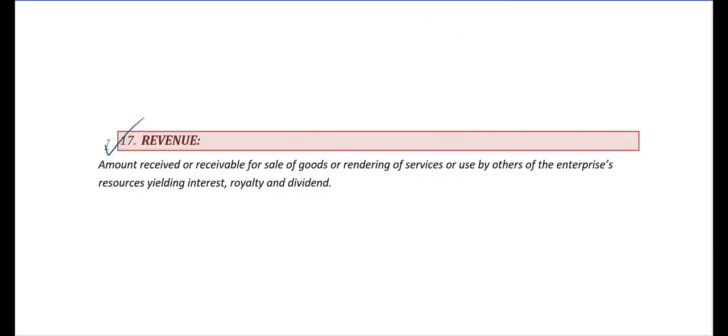Seventeenth term, revenue. It is the amount which is received or receivable in the normal course of business for sale of goods or rendering of services or use by others of the enterprise's resources, yielding interest, royalty and dividend. So amount received or receivable for sale of goods or for rendering of services, and also interest received, royalties received and dividend received. All these are also revenue.